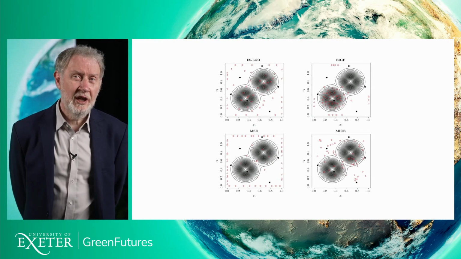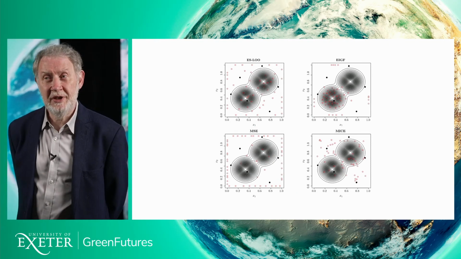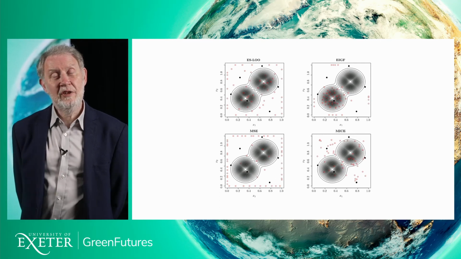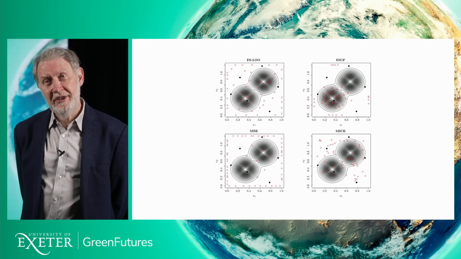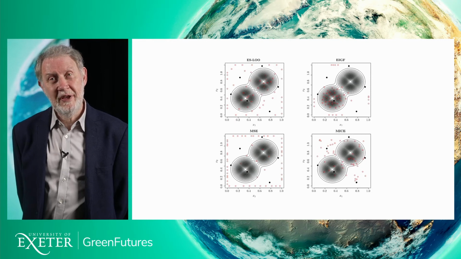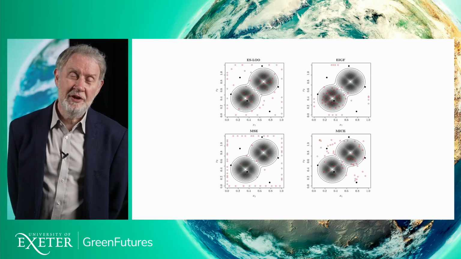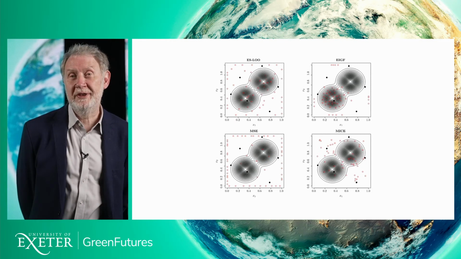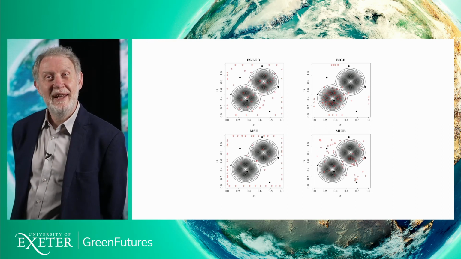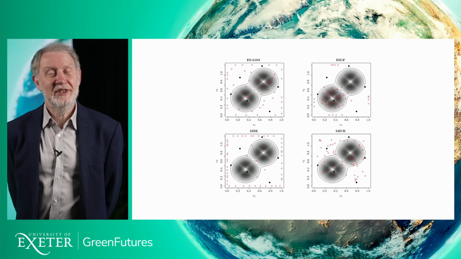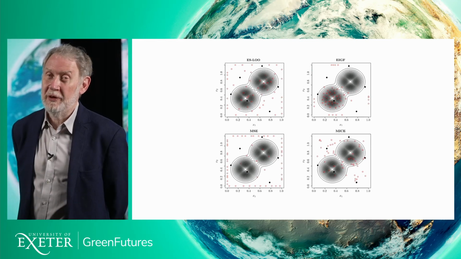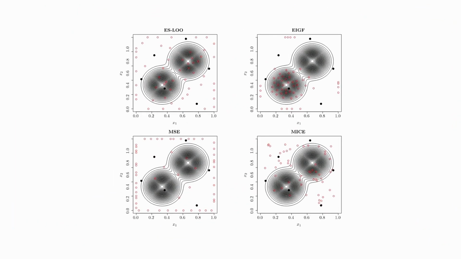Recently, we've been looking at methods to go beyond that. So you start off by filling space, and then you put new runs in places where you think it's going to be the most informative. So here's 4 different methods of doing that. Ours is in the top left. And the black points are the original points, and the red points are the points we add afterwards.